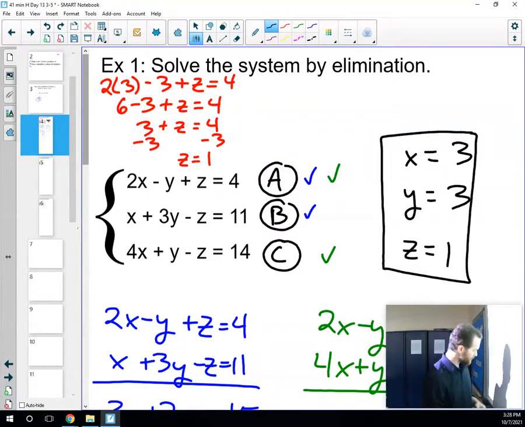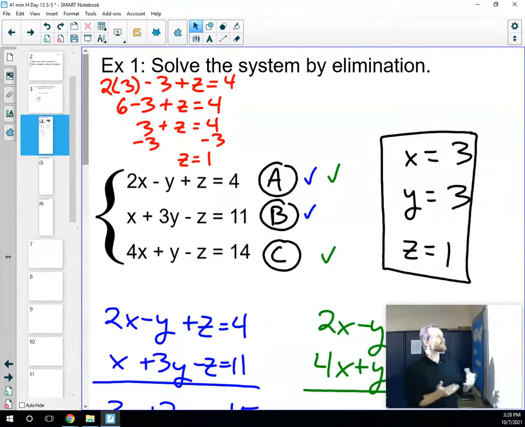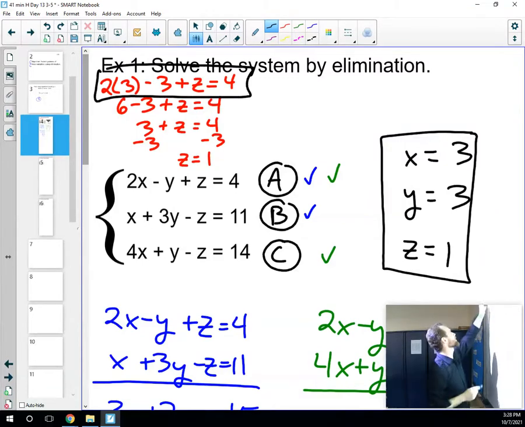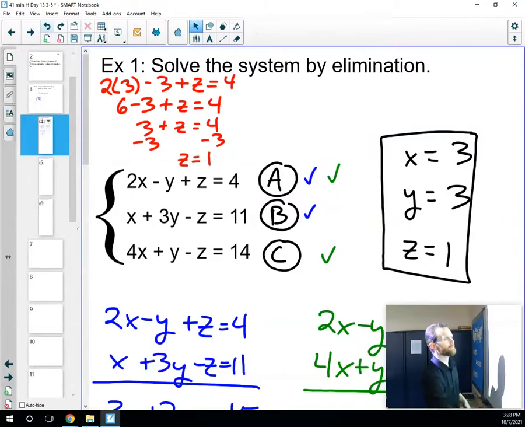Now, whenever you do one of these problems, it's always good to check yourself, because checking doesn't take that long, and it'll help you catch small mistakes. So since we used A already, like right here, let's use one of the other ones to check. So let's use B.